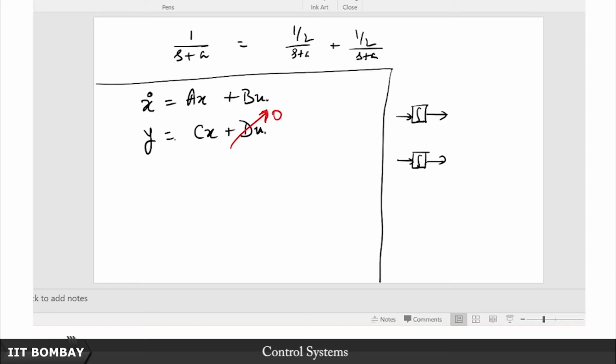But for ease of calculations, or for ease of seeing things in a more transparent manner, we will for the time being assume that the transfer function is strictly proper rather than biproper. We will not consider the possibility that the transfer function is biproper. So therefore this D term we can get rid of for now. Now consider what is the job of a control designer in this sort of situation.